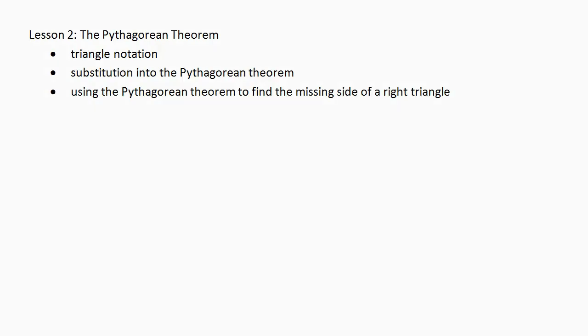In this lesson, we're going to learn about the Pythagorean Theorem. First thing we'll look at is a little bit about triangle notation, and then how to substitute into the Pythagorean Theorem. And lastly, we'll look at using the Pythagorean Theorem to find the missing side of a right triangle. So that'll include a little bit of algebra.